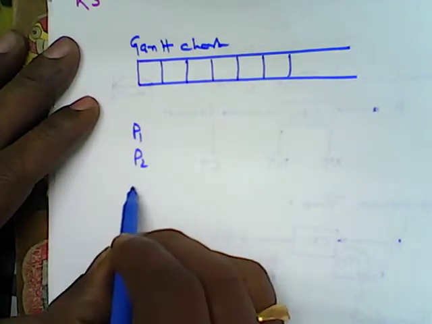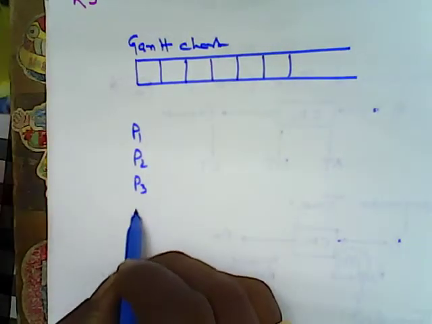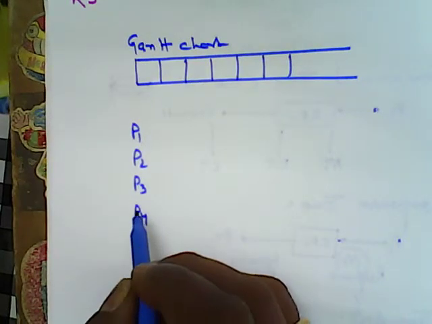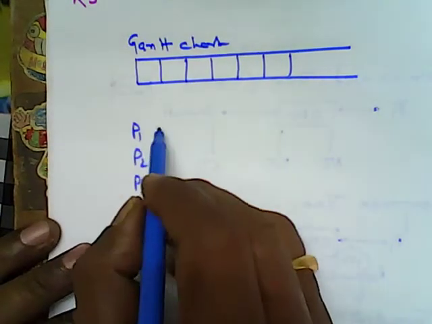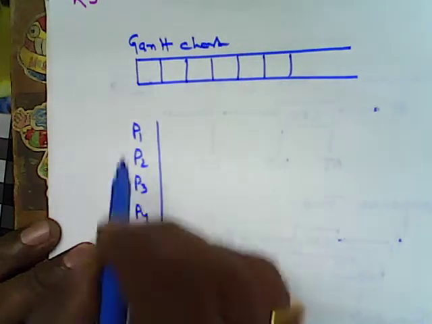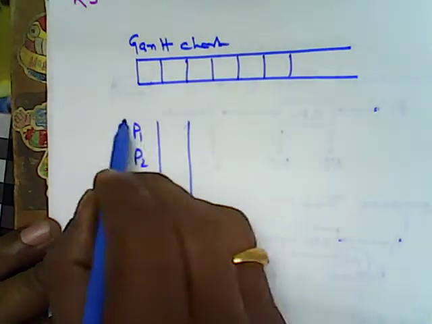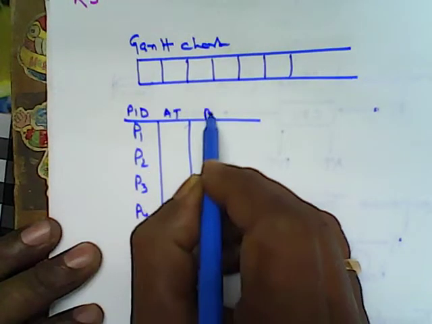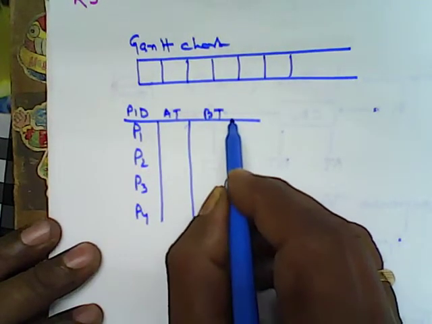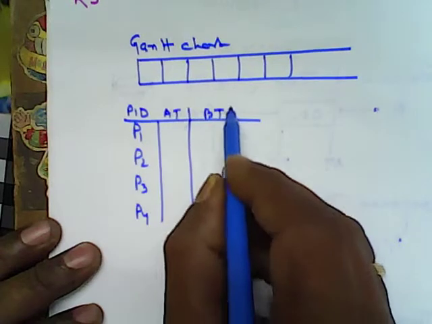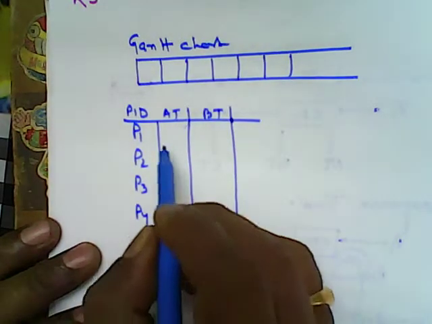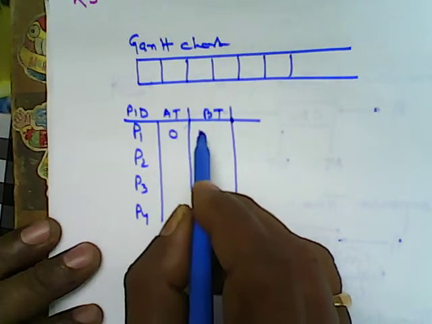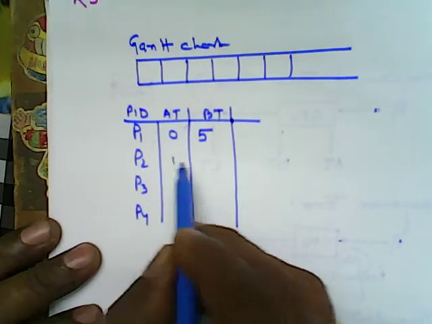and these processes have a PID, arrival times and burst times. Let us take these simple 3 components. Now I am putting here 0, 5, 1, 2, 2, 5, 3, 3.